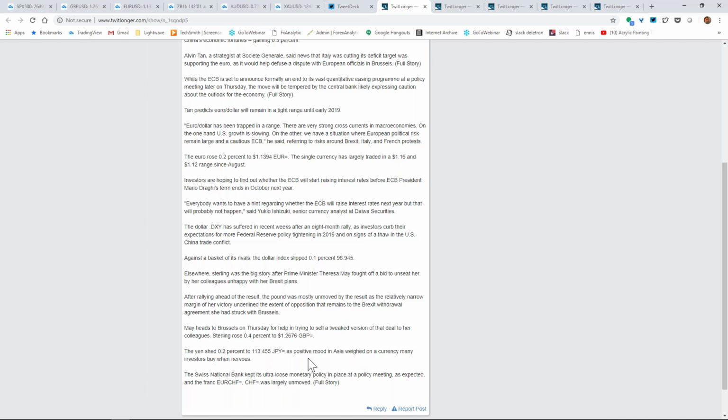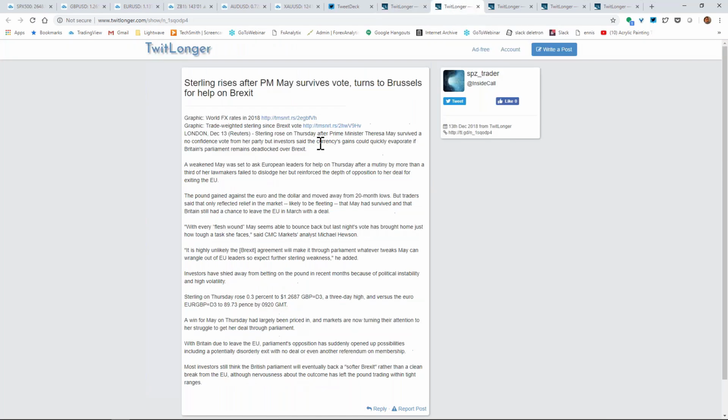Many investors buy when nervous. And the Swiss National Bank kept its ultra-loose monetary policy. Speaking of the Swissy, like I said, it's going to be relatively slow as we come into the ECB. We'll just be looking at those ranges.